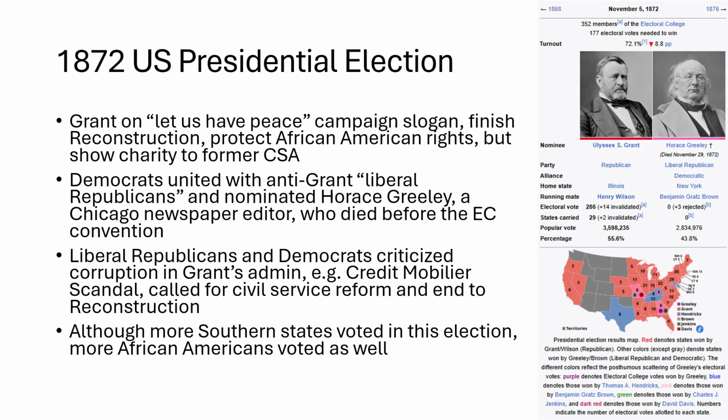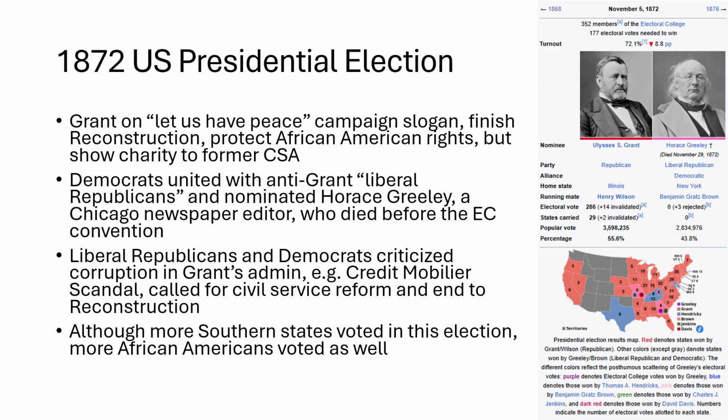There was a lot of corruption in the Grant administration. Grant, historians argue, was not someone who trusted politicians very much, so he would give out positions to his friends and to his family, believing that that was a more transparent thing to do. It actually was less transparent. It led to things like the Credit Mobilier scandal. That was a railroad scandal.